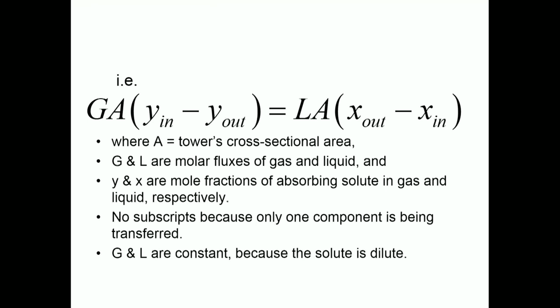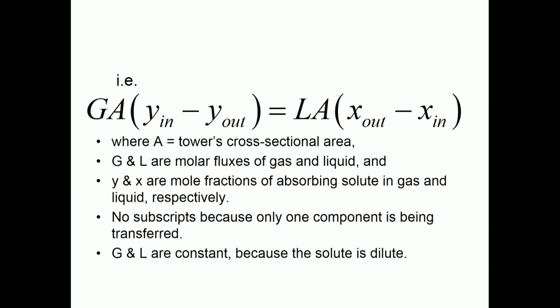We need some notations now. By capital G, we describe molar flux of gas. Capital A is the cross sectional area of the tower.